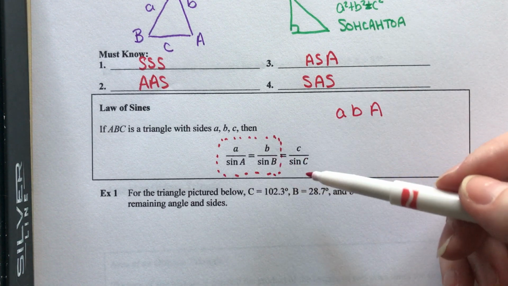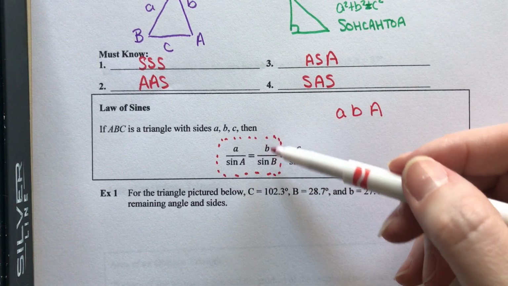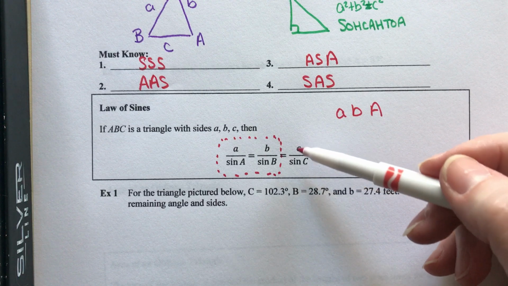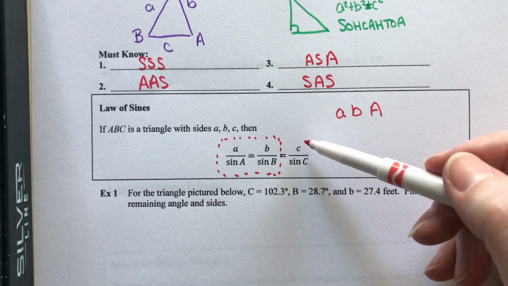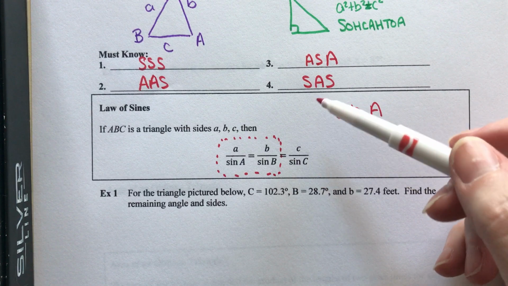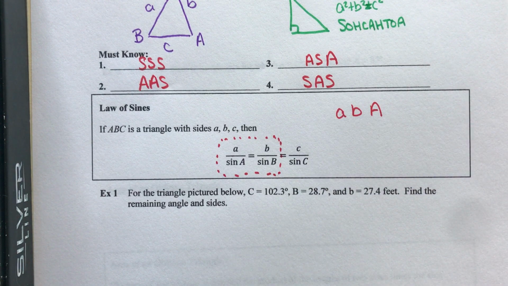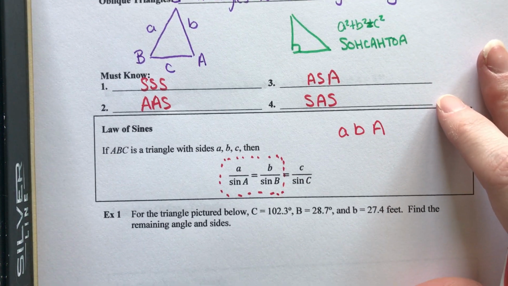If I knew another three parts, maybe I know the B's and I know big C, I could solve for little c. Once you get enough information, let's say you've solved for two of your angles, you can figure out your third angle because you know that angles in a triangle add up to 180. So once you get enough information, you can also use what you know about triangles to help you finish the problem.